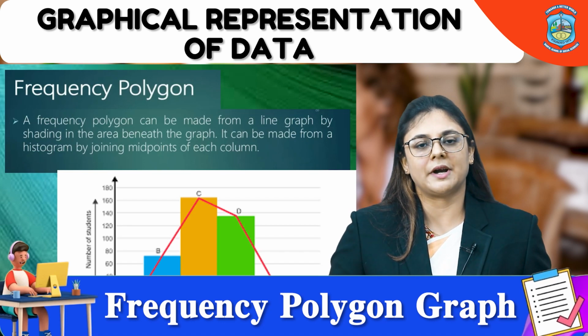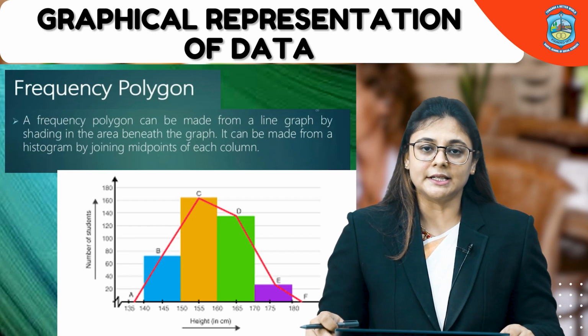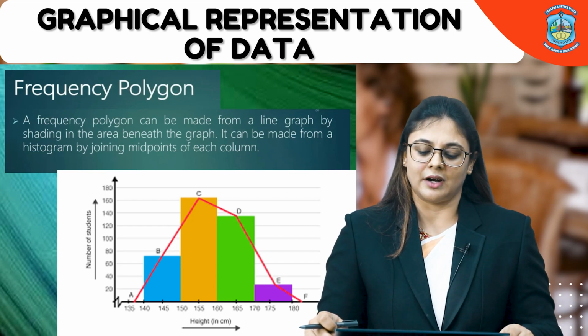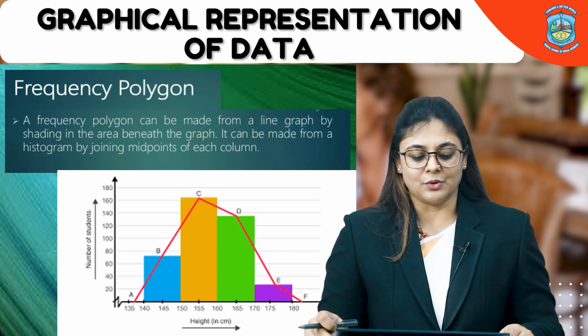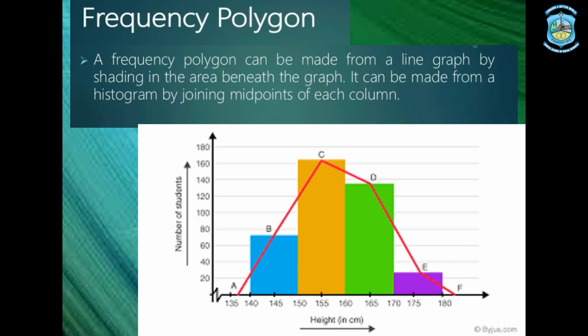So next is the frequency polygon. Once you have made a histogram, it is easier for you to make a frequency polygon. A frequency polygon can be made from a line graph by shading the area beneath the graph. It can be made from a histogram by joining the midpoints of each of the columns. So by joining the midpoints of each column of the histogram, it is easier for you to make a frequency polygon.